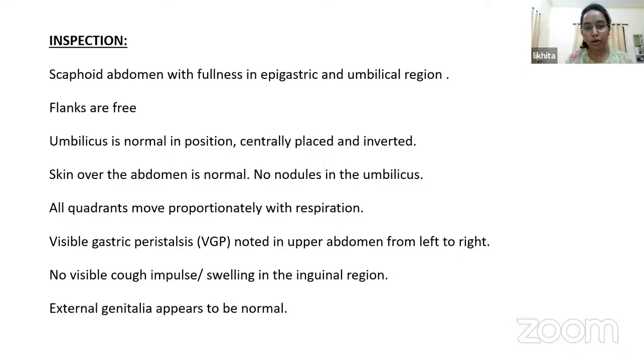Skin over the abdomen was normal. No nodules were present in the umbilicus. All quadrants moved proportionately with respiration. Visible gastric peristalsis was noted in the upper abdomen from left to right. No cough impulse or swelling in the inguinal region was noted, and external genitalia appeared to be normal.